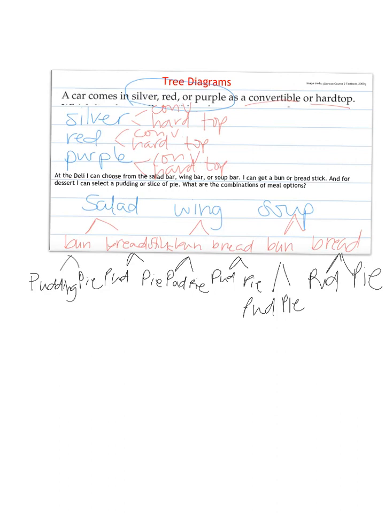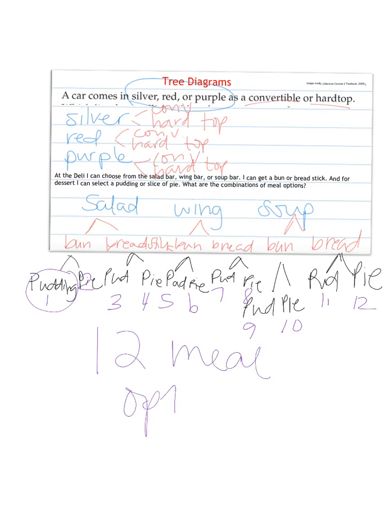So now let's go through and count up the total number of outcomes. Salad bun pudding, that's 1. Salad bun pie, that would be 2. Salad breadstick pudding would be 3. Salad breadstick pie would be 4. Wing bar bun pudding is 5. So if you get it, we're kind of just counting all of these ones here at the end to figure out that there are 12 meal options at this restaurant.